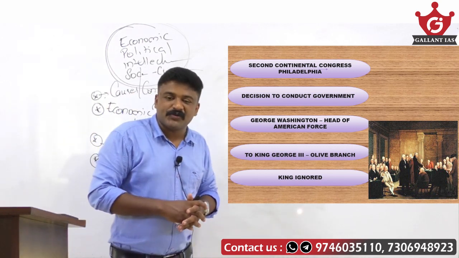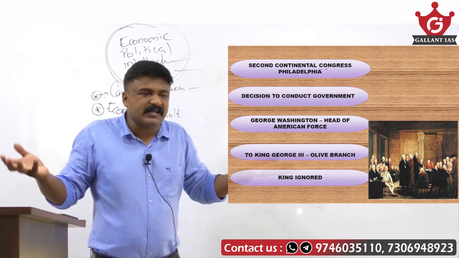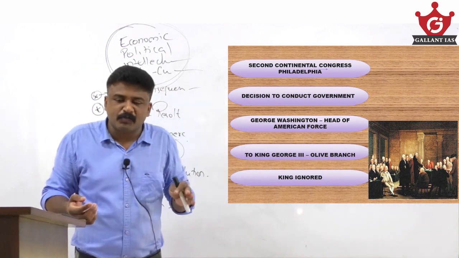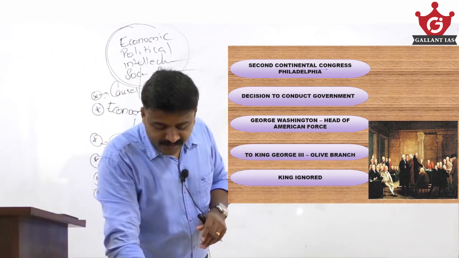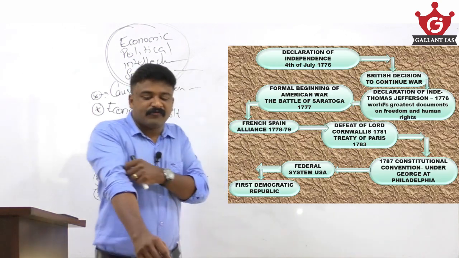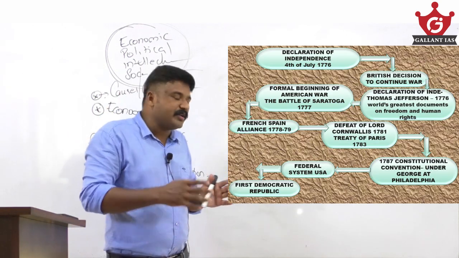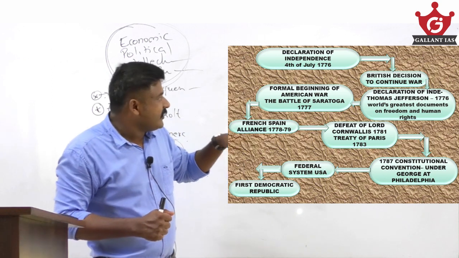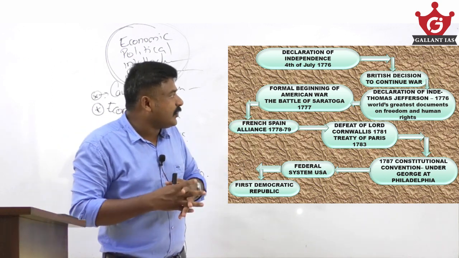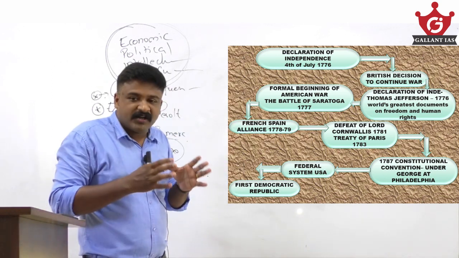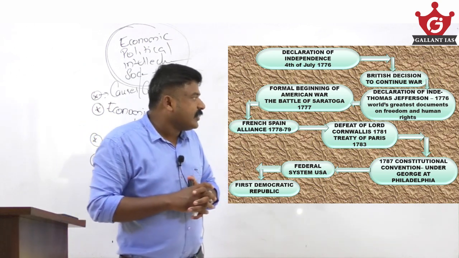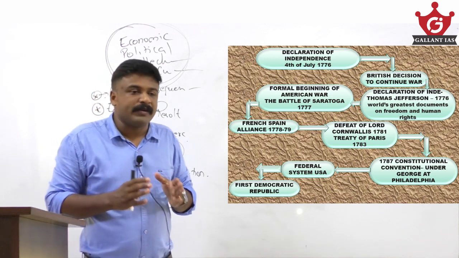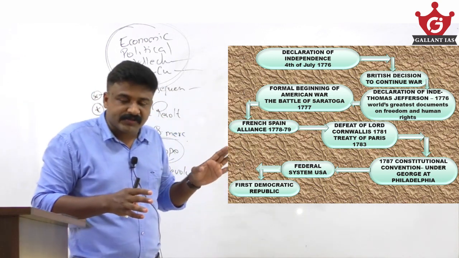The petition was like this: give us self-government, remove these tax burdens, remove your ordinances, etc. That is also ignored by the English king. Then the British decided to continue the war, the formal beginning of the war. Then you can see the Declaration of Independence, a document on human rights drafted by Thomas Jefferson. That was the world's greatest document on human freedom and human rights.